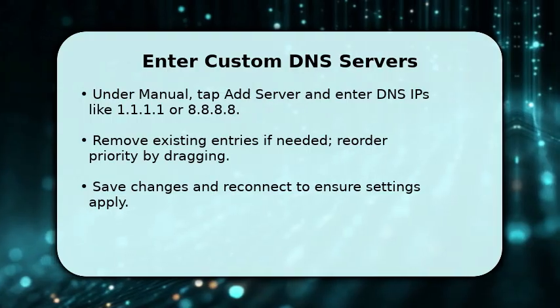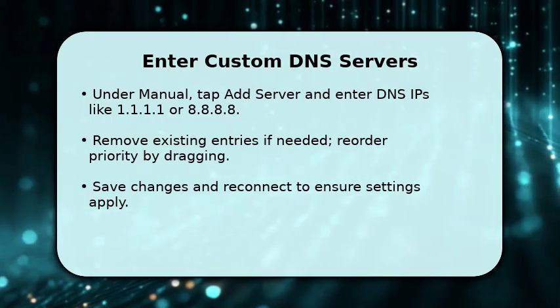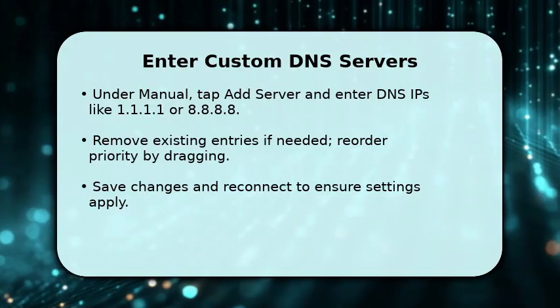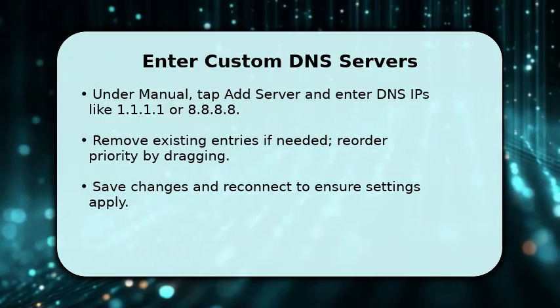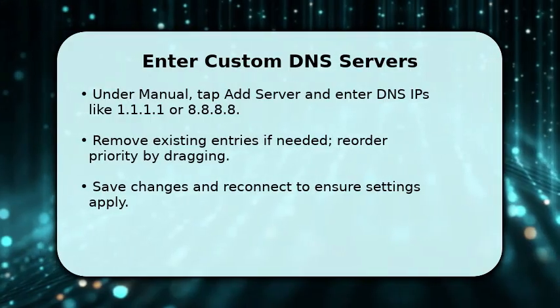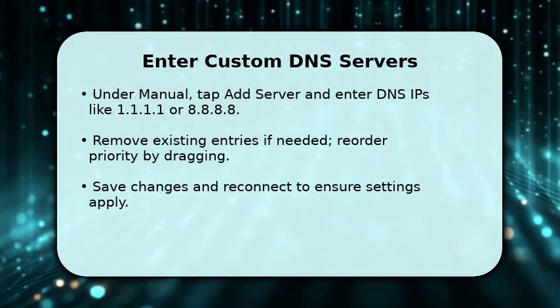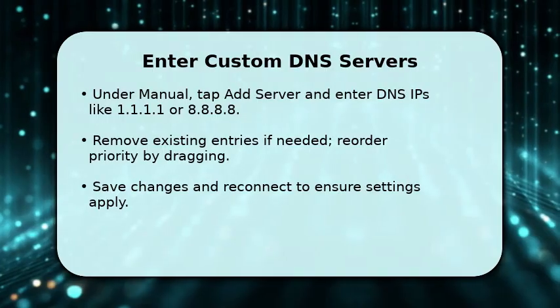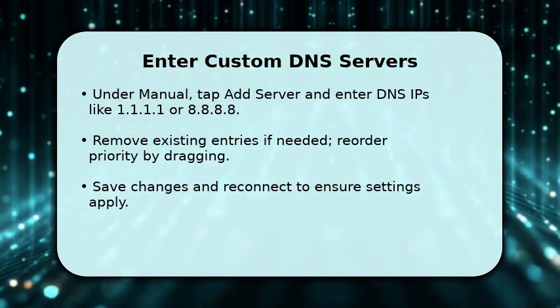Remove old entries to avoid conflicts and drag servers to set priority. The top entry is tried first. After adding them, tap Save. Then toggle Wi-Fi off and on or forget and rejoin the network to force the system to use the new DNS. Chrome will now resolve domains using those servers.